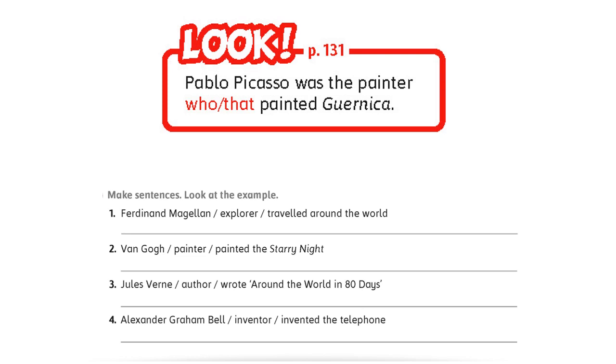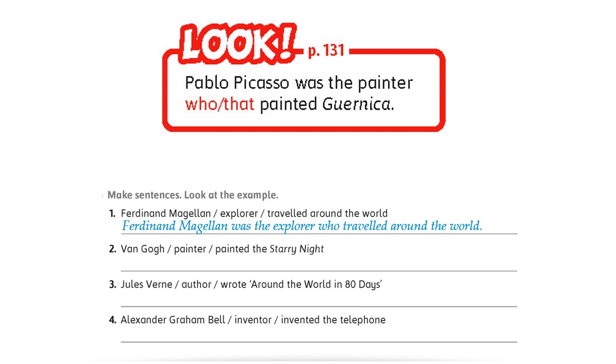Try to practice here and apply. Make sentences and look at the example. Ferdinand Magellan, explorer, traveled around the world. Try to fix it and make a correct sentence. We will say Ferdinand Magellan was the explorer who traveled around the world. We use the relative pronoun who because we are talking about the person Ferdinand Magellan.